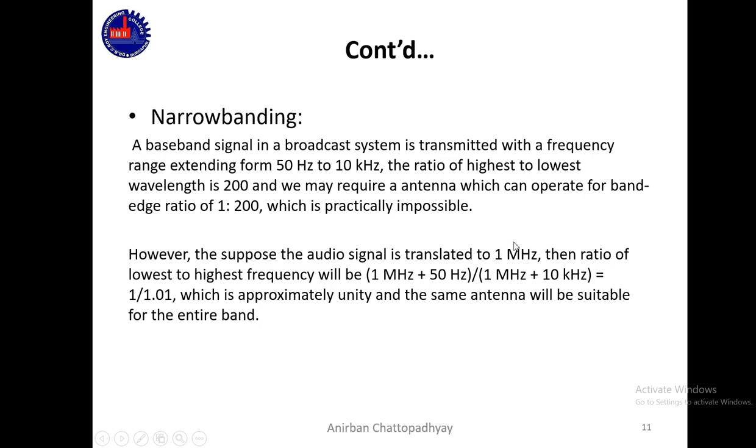After modulation, our signal frequency will become 1 megahertz, then the ratio will become 1 to 1.0, which is approximately unity. That means the same antenna will be used for the entire band, that is 50 hertz to 10 kilohertz. So that is another need of modulation, known as narrow banding. This is the third need.